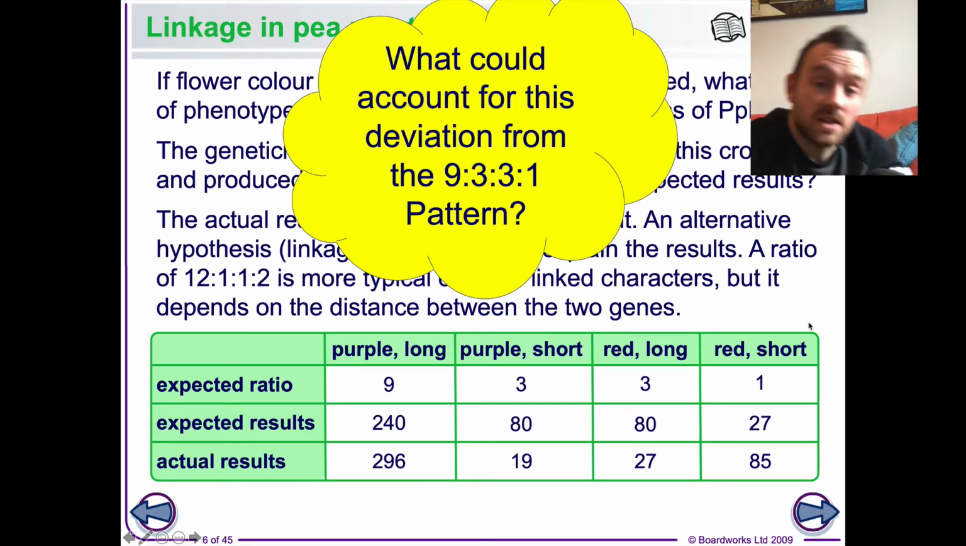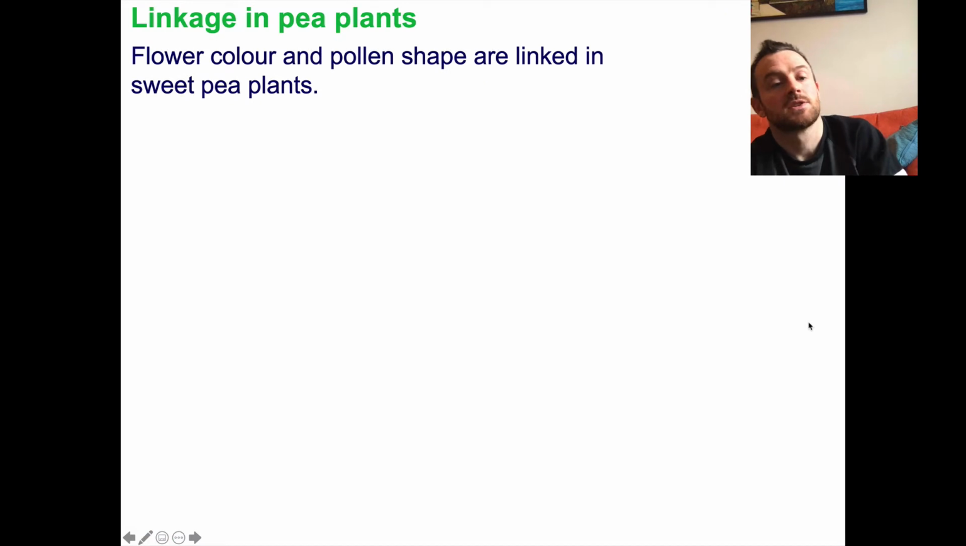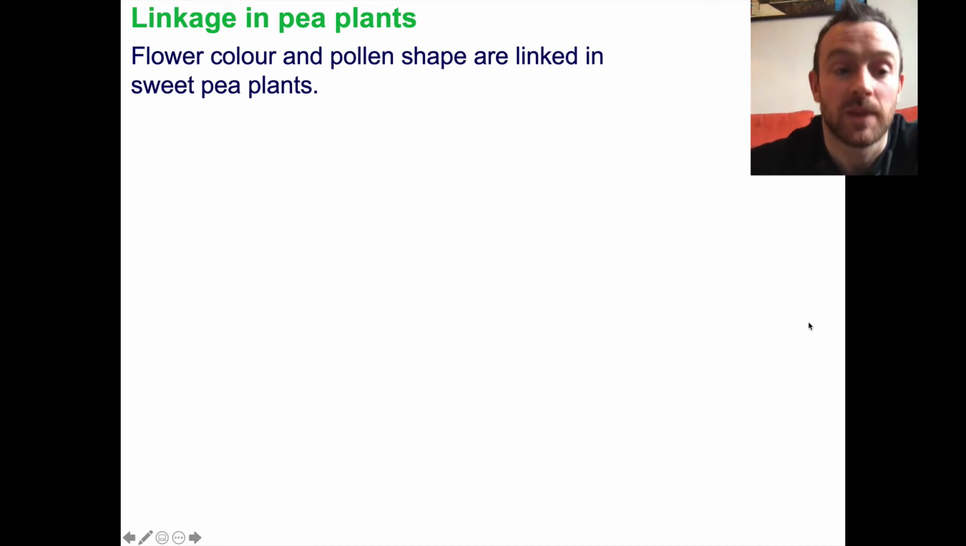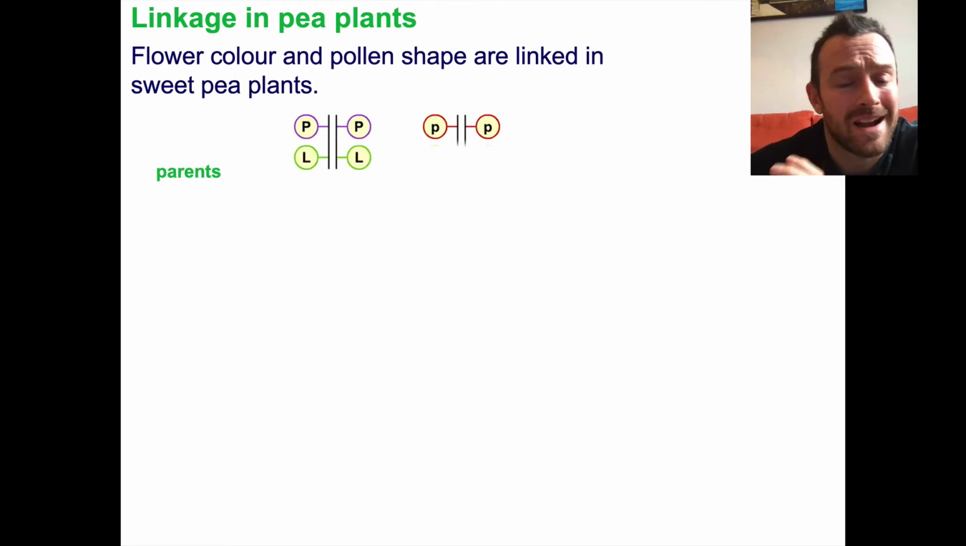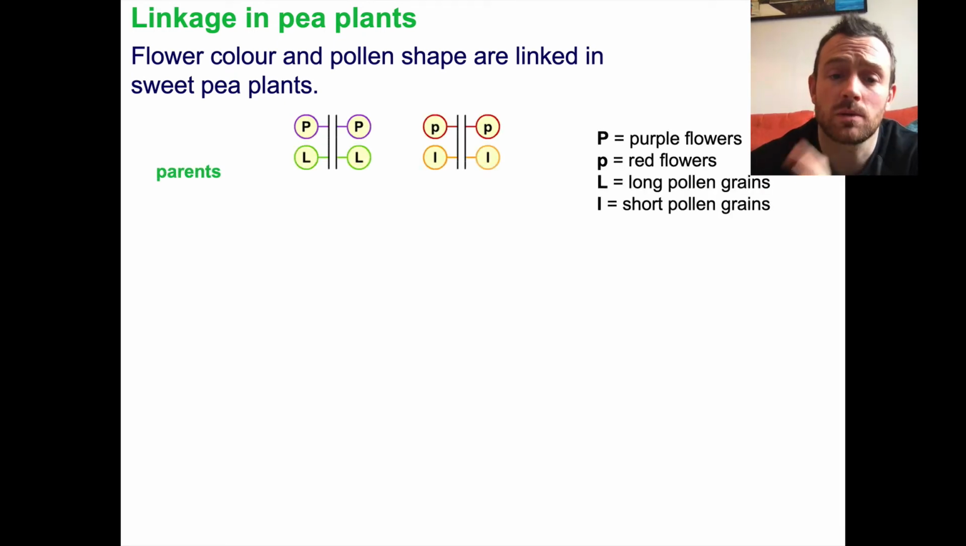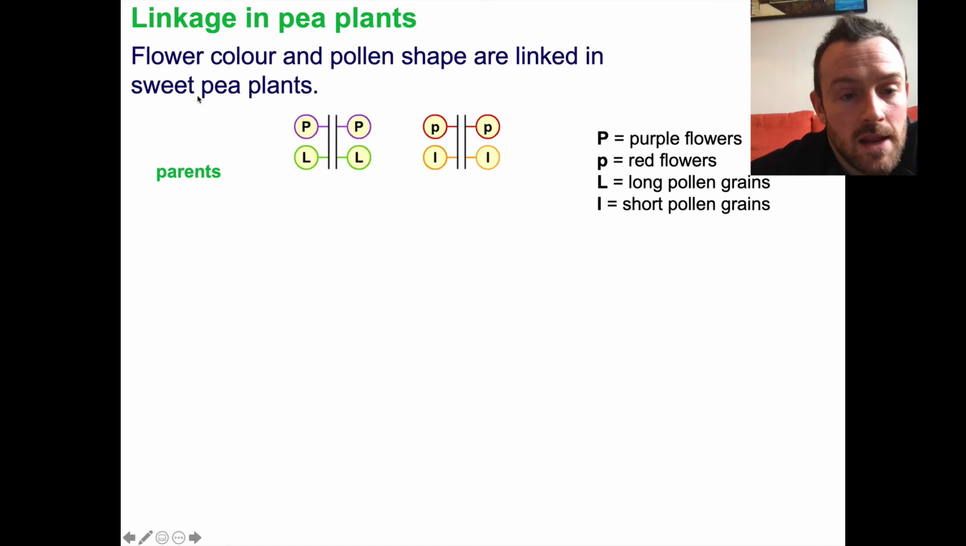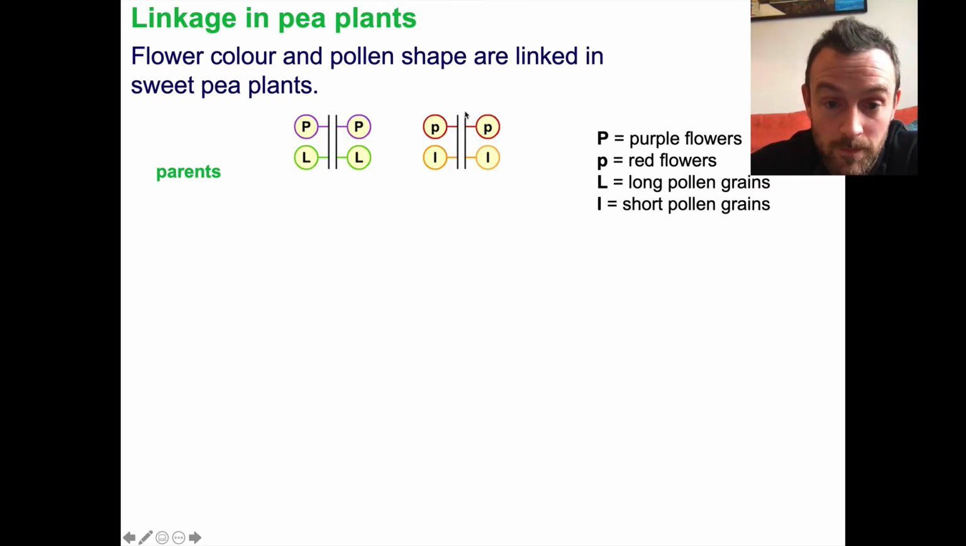And the reason for this is called linkage. So, linkage in pea plants. Linkage is where two genes are inherited on the same chromosome. So here's what was going on. In the pure breeding parent strains, these are the genotypes of the two parent strains. You've got big P, big L on one chromosome, and it's the same on the second chromosome. And in this pure breeding parent over here, we've got little p, little l on one chromosome, and it's the same on the second chromosome.